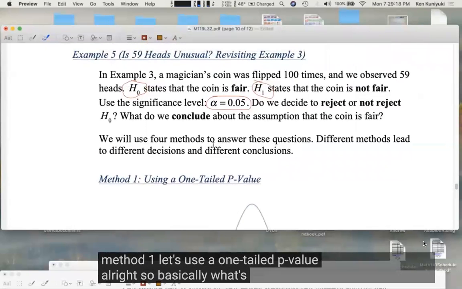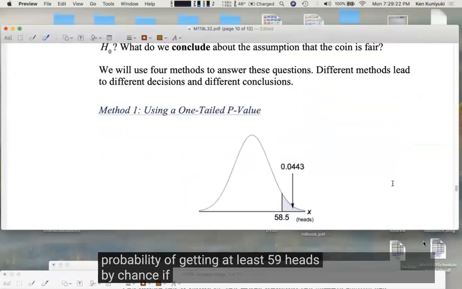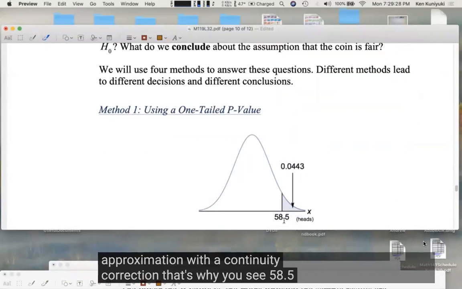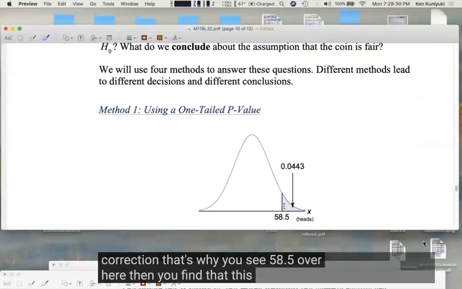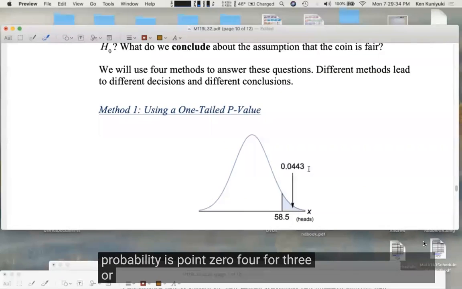All right, so basically, what's the probability of getting at least 59 heads by chance? If you use, say, a normal approximation with a continuity correction, that's why you see 58.5 over here, then you find that this right-tail probability is 0.0443, or 4.43%. In fact, if you go to my Excel worksheet, that confirms this.